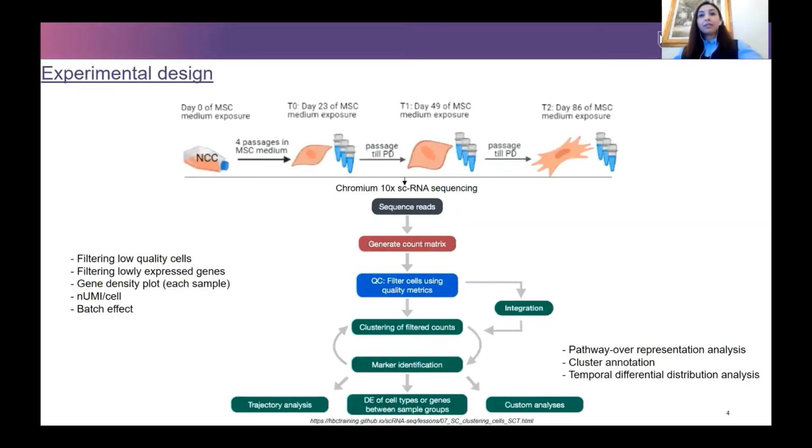Okay, so here is the experimental design. The main source of our cell populations were neural crest cells, and these cells were exposed to the MSC medium so that they transformed into mesenchymal stem cells. So we started with a very homogeneous cell population. We had 3 time points representing young, quiescent, and senescent MSCs, and 3 replicates per time point.